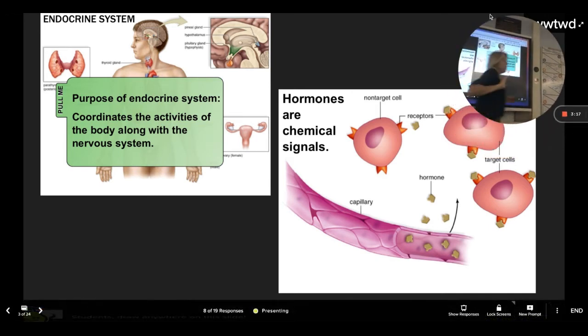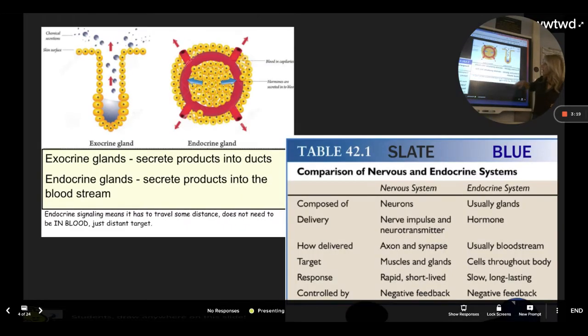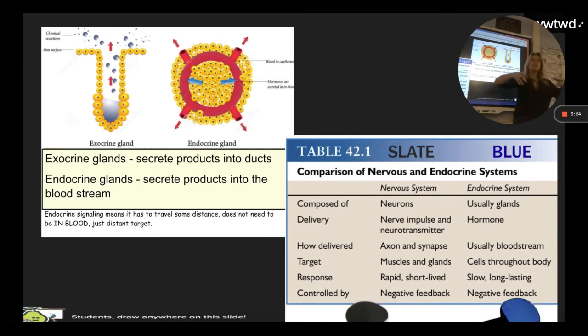Okay. The target cell has receptors. Exocrine versus endocrine. Exocrine secretes into a duct, like a salivary gland into your mouth, or a sweat gland, into some duct. The pancreas, the liver into the bile duct. Whereas an endocrine gland secretes into your blood. That tells you that you have a capillary bed in that particular tissue or organ, and that organ is going to put that chemical signal via the blood, and it can travel elsewhere.